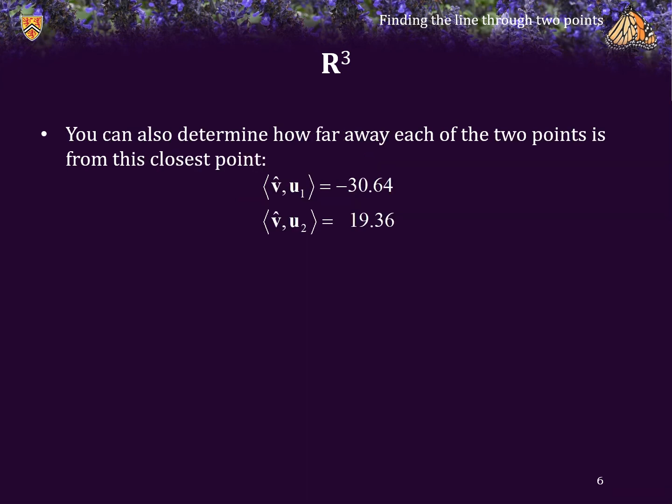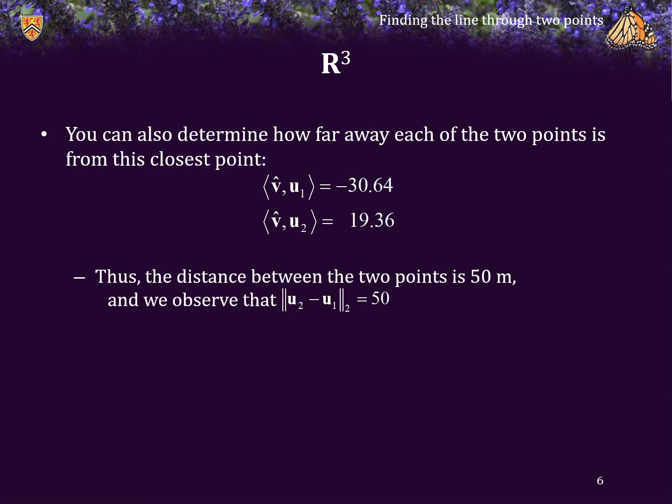We can also determine how far away each of these 2 points is from the closest point U perp simply by calculating the inner products. So the distance from U1 to the point U perp is 30.64 meters, assuming we're calculating in meters, and the distance to U2 is 19.36 meters, but in the opposite direction on the line. Thus, we can trivially also calculate the distance between the 2 points to be, in this case, 50 meters. And we observed that the 2 norm of U2 minus U1 is indeed 50.